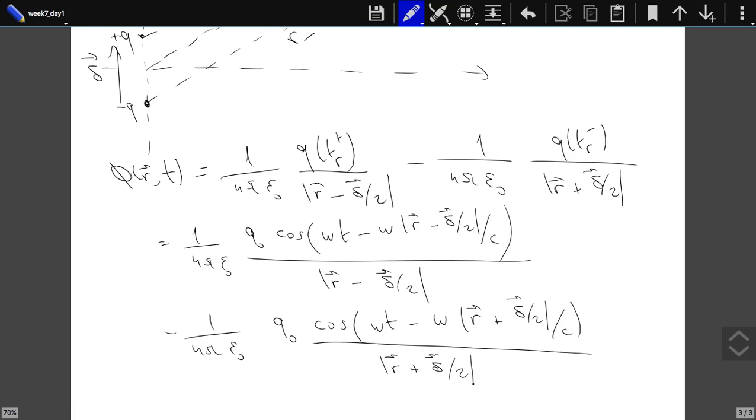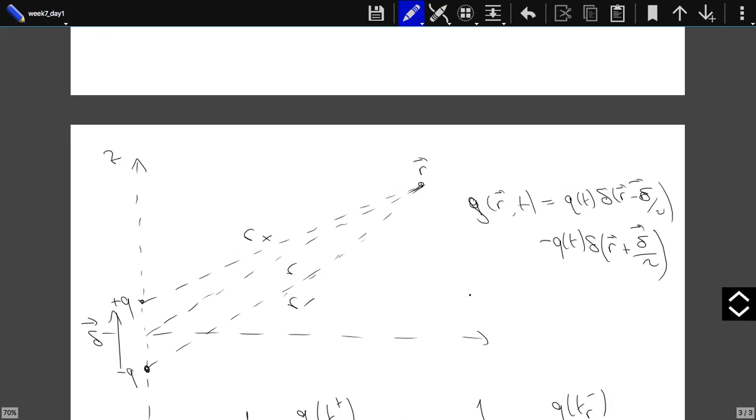Student question: Professor, why was r minus r prime over c used there? For the retarded time. What is my r prime? You see, we always define t_r to be t minus the magnitude of r minus r prime over c. Okay, this is our retarded time. But keep in mind that r is the position at which we are making the observation. R prime is the position of the charge that is contributing to my potential.